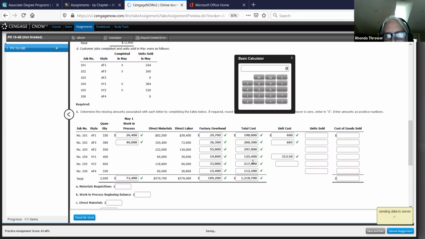For job number 105, the total cost was $217,800. We will divide that by the number of units that were produced for job number 105, which was 660. So $330 is the per unit cost of job number 105. Again, job number 103 and 106 were not finished during this period of time.